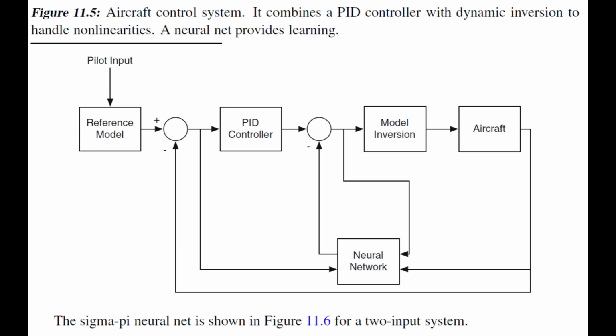Hey everyone! Today, we are going to explore some fascinating concepts in neural networks and control systems. We'll look at a Sigma Pi neural network and see how it's applied in an aircraft control system. Let's get started. Here's a breakdown of the system.